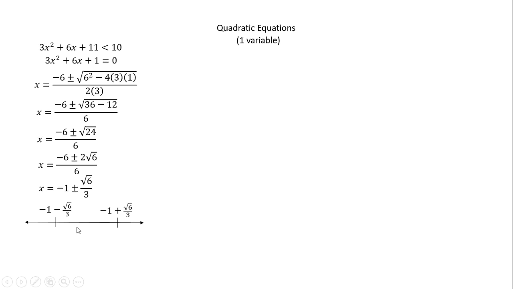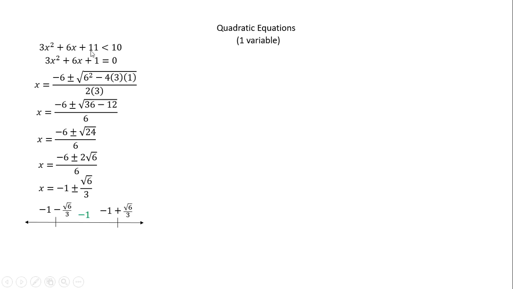So now we need numbers to plug in. Well, first let's look at the number that will go in between them. What's in between negative 1 minus root 6 over 3 and negative 1 plus root 6 over 3? I don't care what root 6 over 3 is. The number in between those is going to be negative 1. We start with the middle number and we subtract a number and we add a number. Negative 1 is going to be in between there. So we can plug that into the equation.